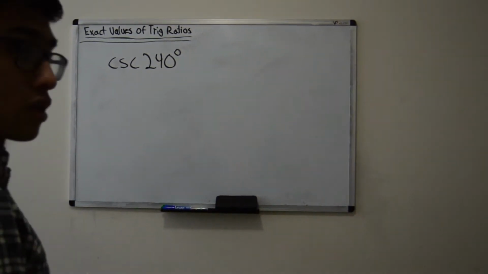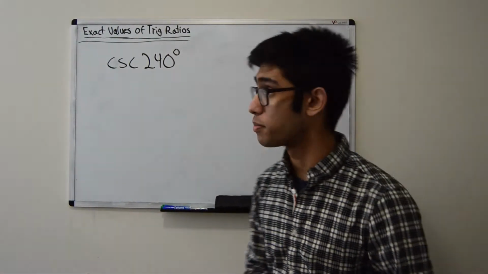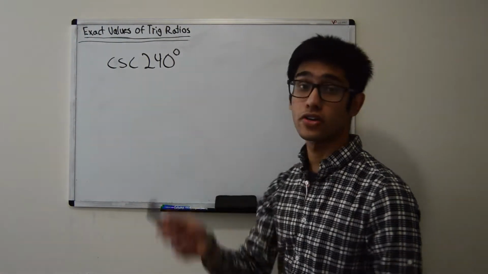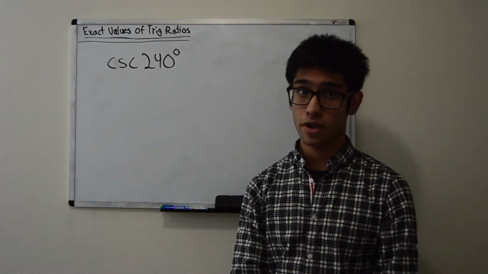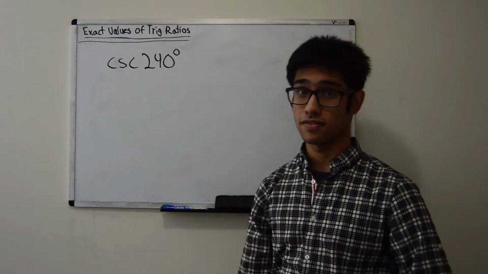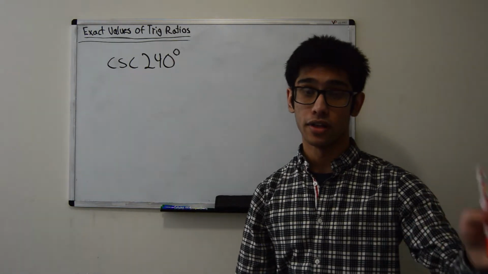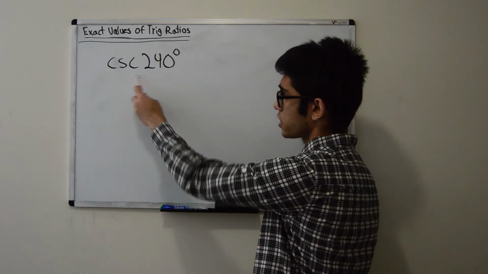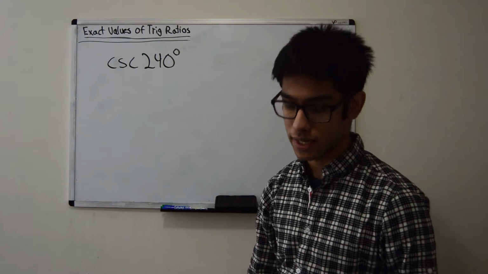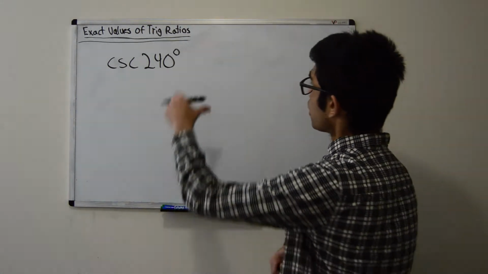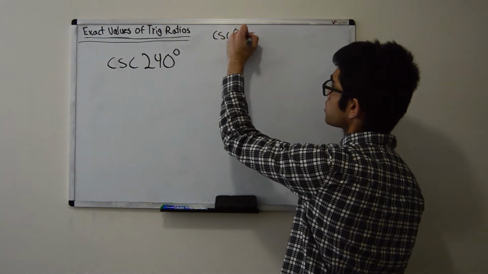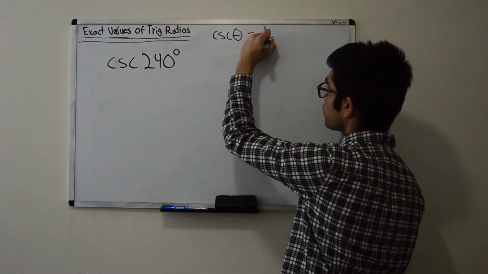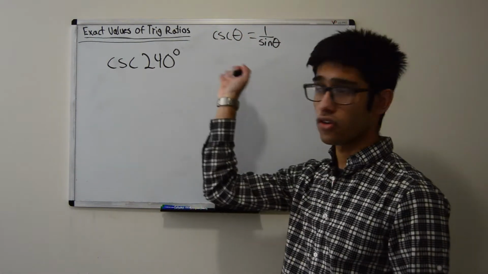Okay, so what if we wanted to compute cosecant of 240 degrees? Now this is a whole new story because we have cosecant. This isn't even a trig ratio that we deal with normally. So we first have to remind ourselves of what cosecant is. You would probably remember that cosecant theta, whatever the angle is, is the reciprocal of sine theta. We can agree on that.